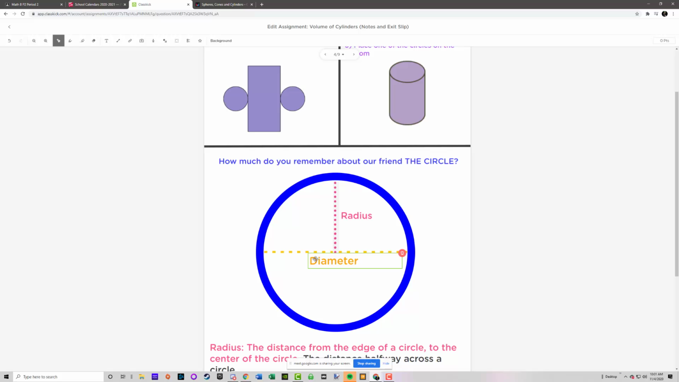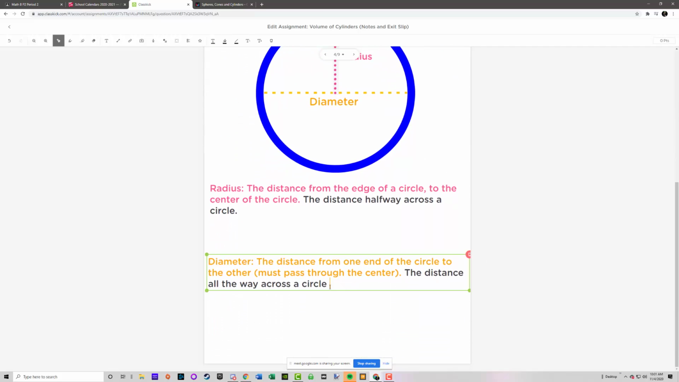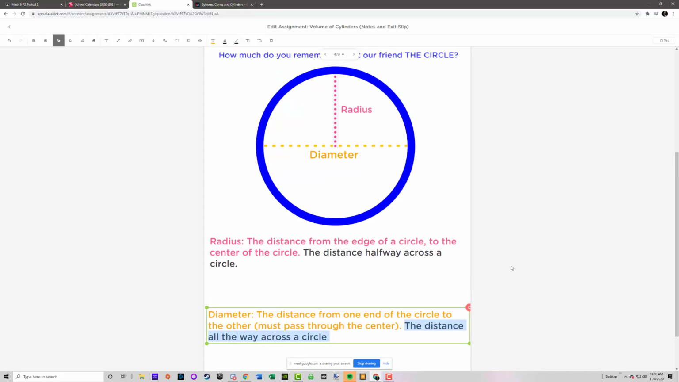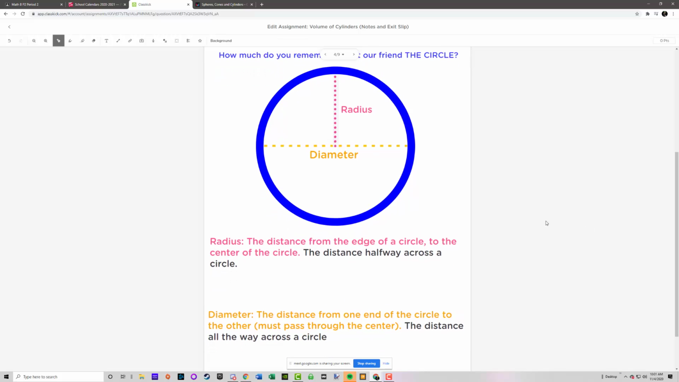Here in orange, the diameter. The student-friendly definition of the diameter is, instead of it being the distance halfway across the circle, it's the distance all the way across the circle. So the distance from one end of the circle to the other. But it must pass through the center. Those are the two terms that I need you to keep in mind as we move forward.